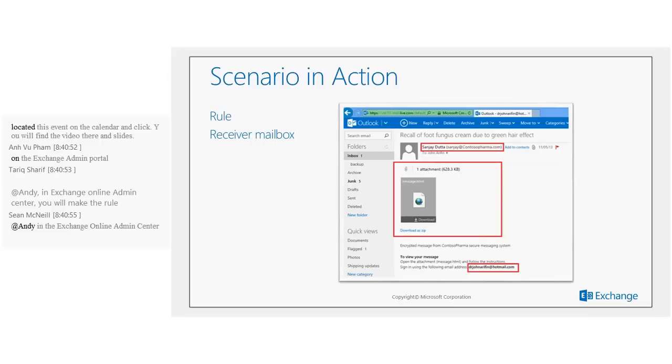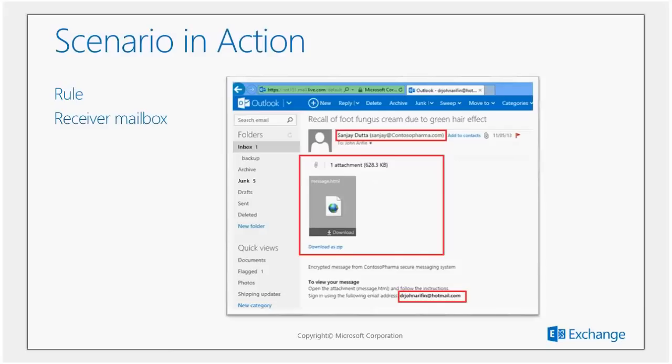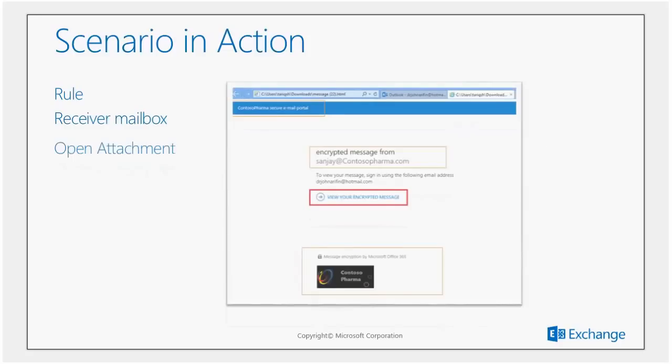You can see that the message contains some instructions at the bottom, which say, to view your message, open the attachment and just follow the instructions. At this point, he can open the attachment and follow the instructions. Point to be made here: the encrypted message is included as part of that attachment. So it's sitting in the recipient's inbox. We don't store it on the Exchange server or anything. It's with the recipient's inbox.